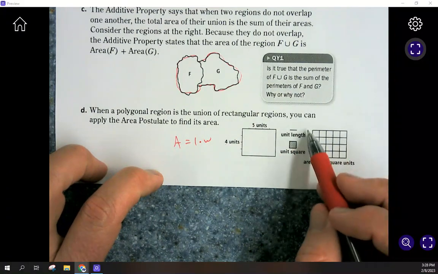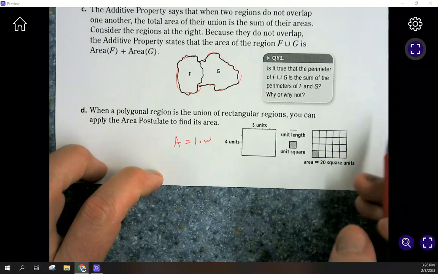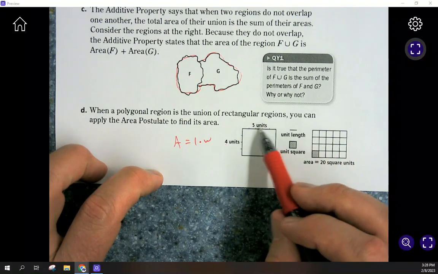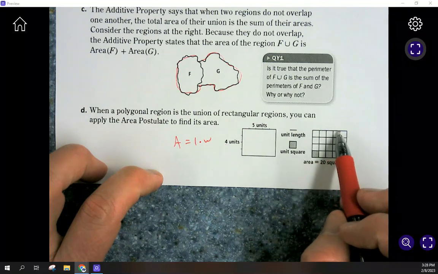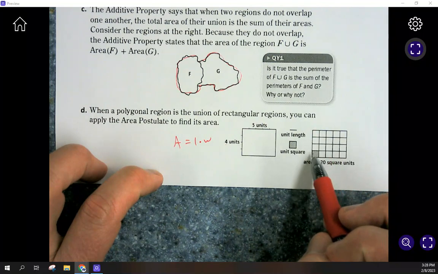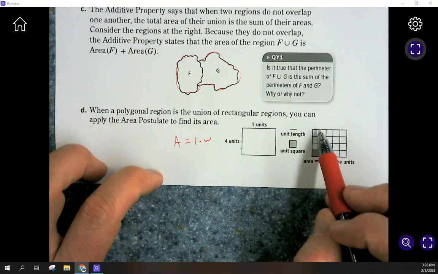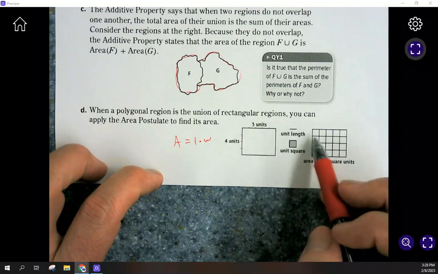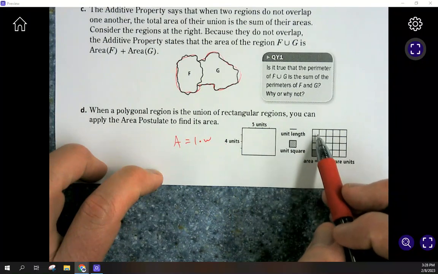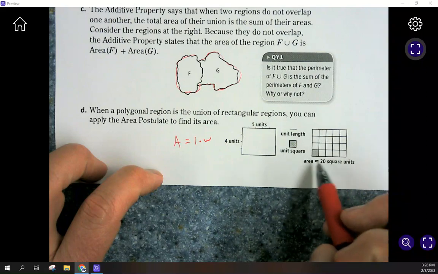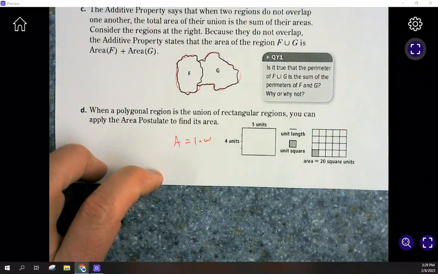And early on in elementary school, you looked at stuff as simple as this. 5 units across, 1, 2, 3, 4, 5, 4 units down, right? Each one of these squares represents a 1 by 1 unit, whatever it is, a square inch, a square foot. And if you added all these up, there's 20. That's the same as multiplying length times width. So everything kind of boils down to that.